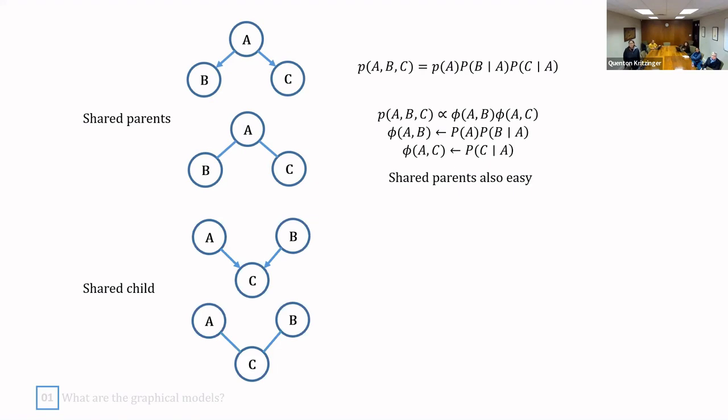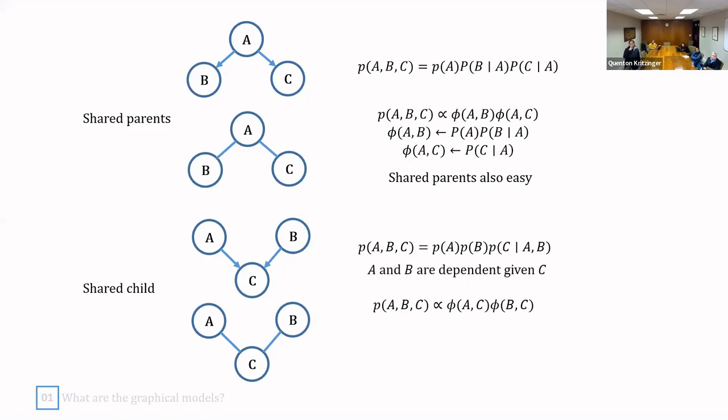If you consider this one, you can see that we can represent again joint distribution like this. What's the problem here? As you know, in the first graph, A and B are dependent given C. But in the second one, A and B are independent given C. So it's our problem here, and we cannot convert the Bayesian networks to Markov random fields here.